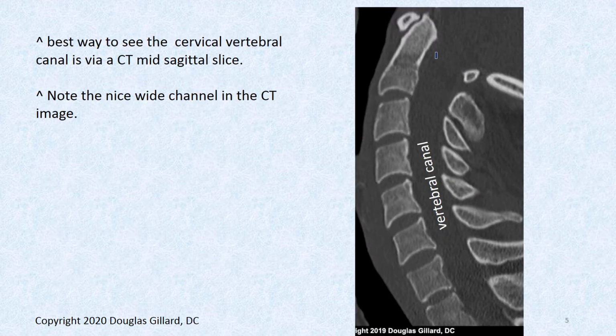Right, and here's a mid-sagittal CT slice. Right, we can see our dens now, right? We're pretty good at knowing the dens. There's the anterior arch. We're going to talk about this today. I don't think we talked about the ADI space, but there's a vertebral canal.